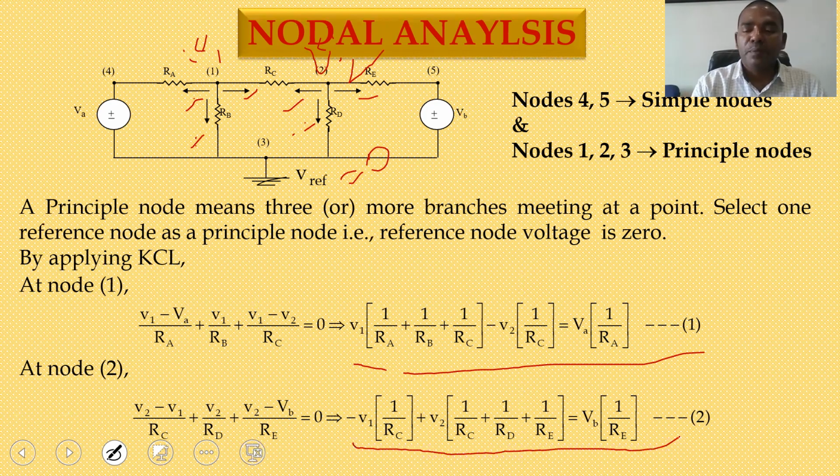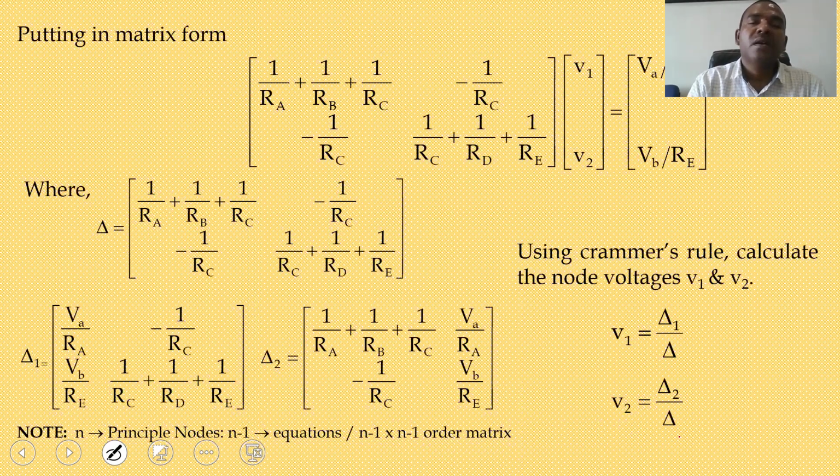If you put it in a matrix form, you can get a 2 by 2 matrix. A11 is 1 by RA plus 1 by RB plus 1 by RC. A12 and A21 are minus 1 by RC, and A22 is 1 by RC plus 1 by RD plus 1 by RE. The unknown node voltages are V1 and V2, and the right hand side is VA by RA and VB by RE.